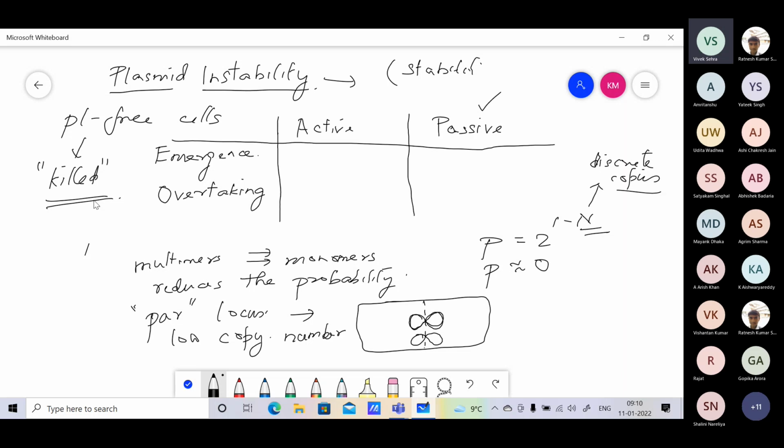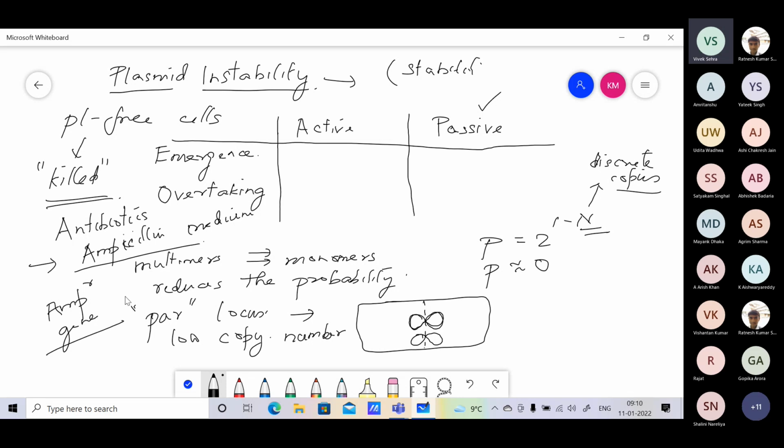So the plasmid free cells are killed, and the most obvious example that I talked about was antibiotics. For example, when you add ampicillin into the medium, very clearly only ampicillin resistant cells can grow. Ampicillin in the medium will ensure that only the plasmid carrying cells, which also contain the AMP resistant gene, will survive, and the plasmid free cells, which do not carry the AMP resistant gene, will not be able to grow and die. So those are active mechanisms.